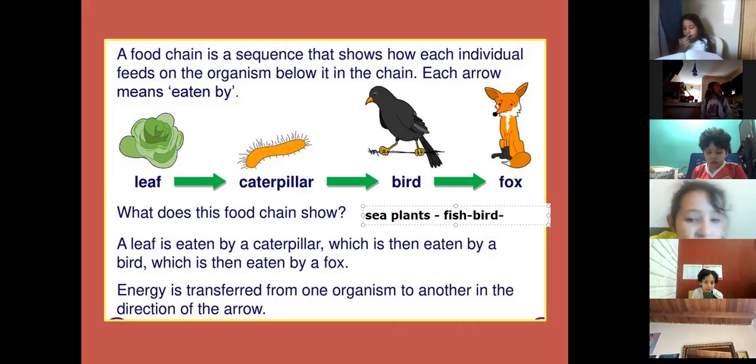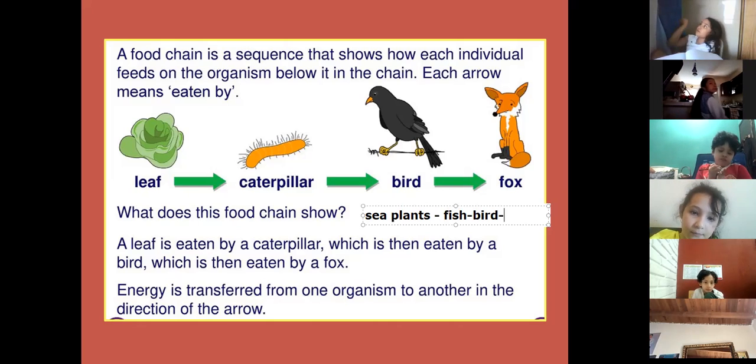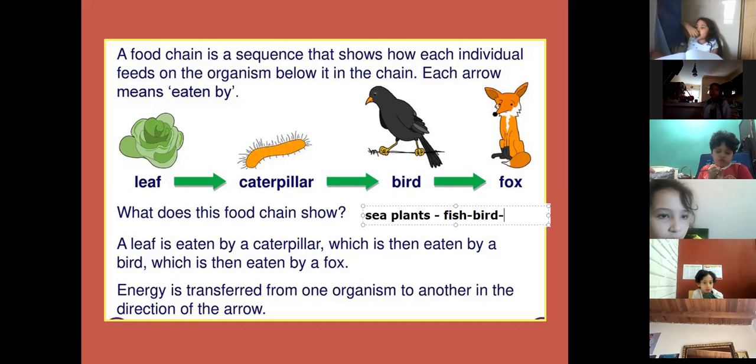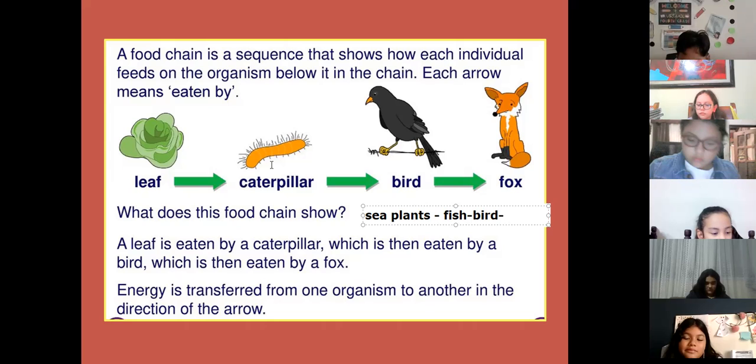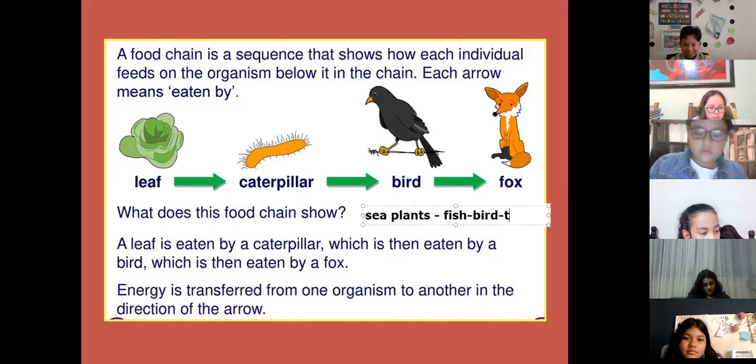Then who can eat a bird? A duck? No, a duck is not going to eat a bird. A dinosaur. Which animal, class? Khaled? A tiger. A lion. Lion, yes. Tiger, okay.